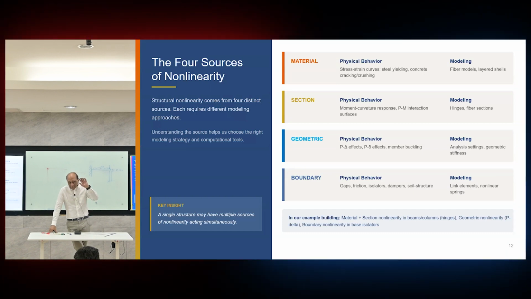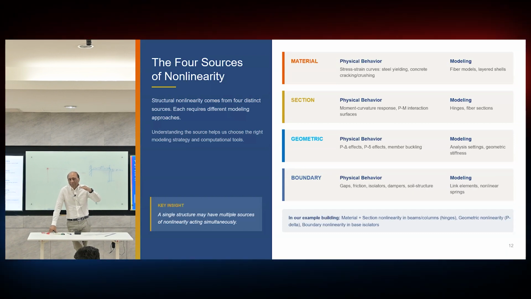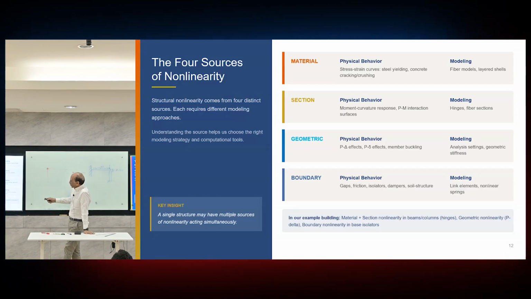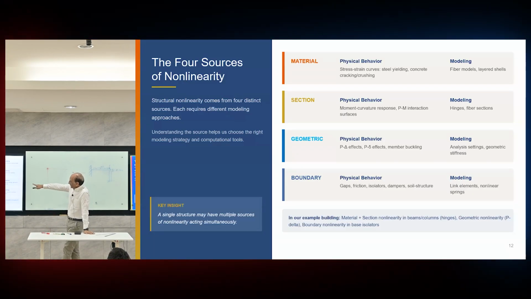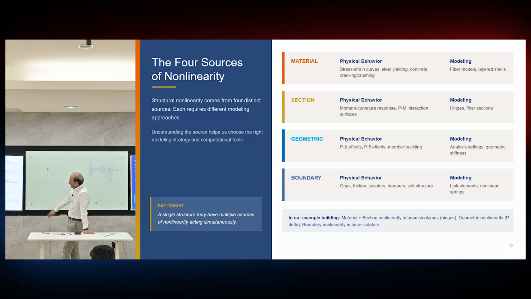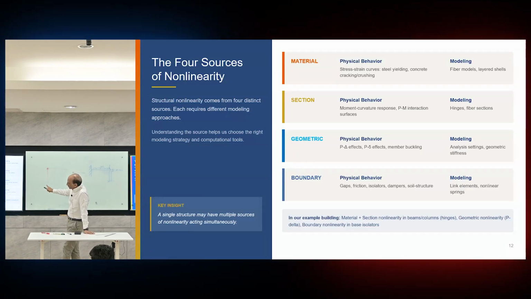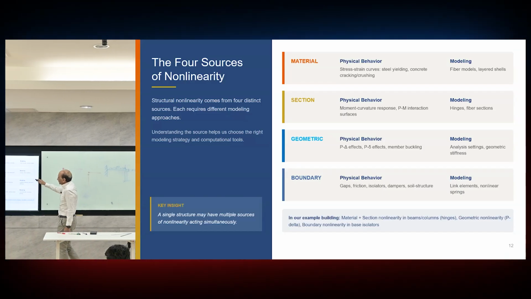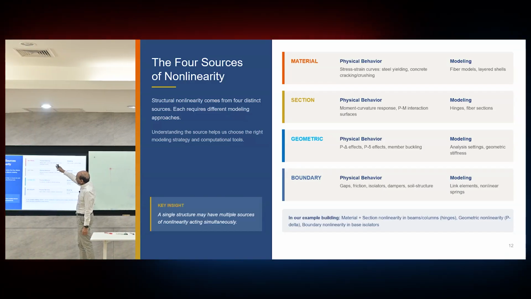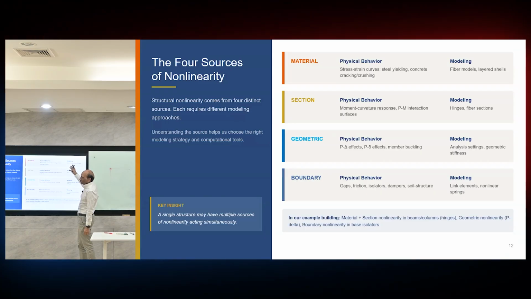So you need to step by step capture these sources of nonlinearity. So we use gaps and friction over there. We use P delta over there, moment curvature over there, stress strain over there. So this picture gives you the whole entire spectrum of material, behavior, and modeling. This is what we are trying to capture. This is the way to do that.